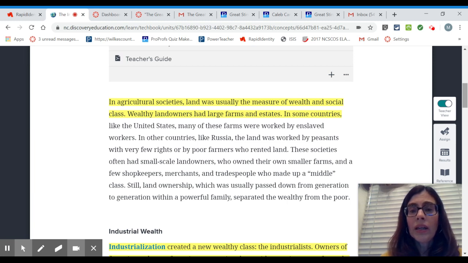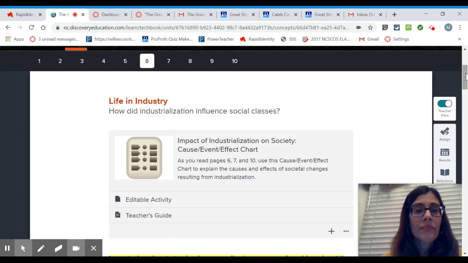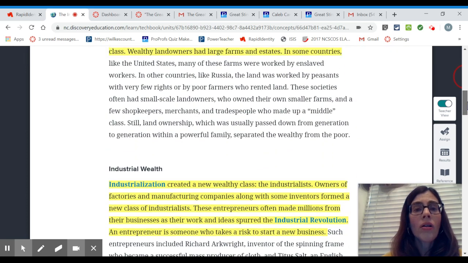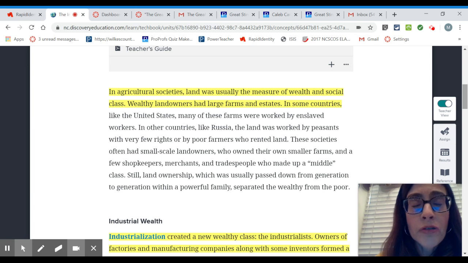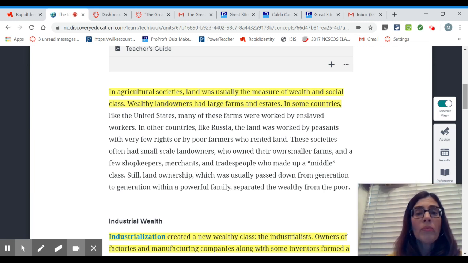So we're talking about agricultural societies at the very beginning of this. This is how did industrialization influence societies? And if you'll recall, before the Industrial Revolution, we were all in that traditional economy with agricultural societies. And this is from the notes that you took when you rotated around my classroom. Land was how you measured your wealth and social class. And so, of course, most of the nobility owned all of the land, and the peasants farmed the land and were allowed to live there.